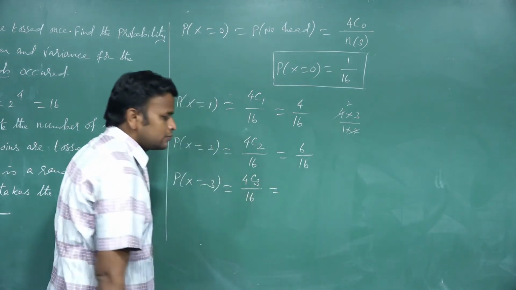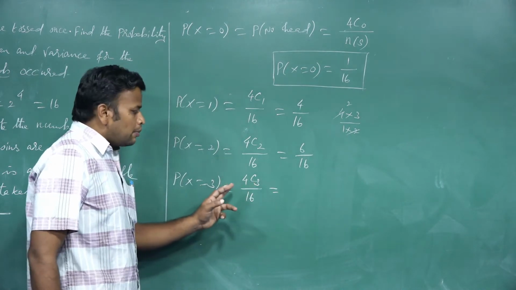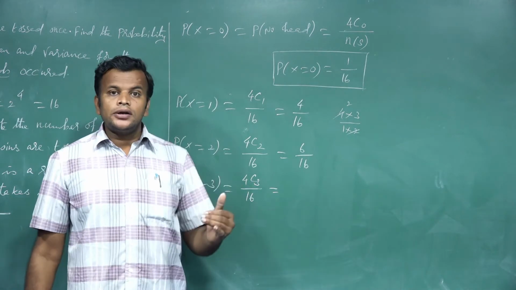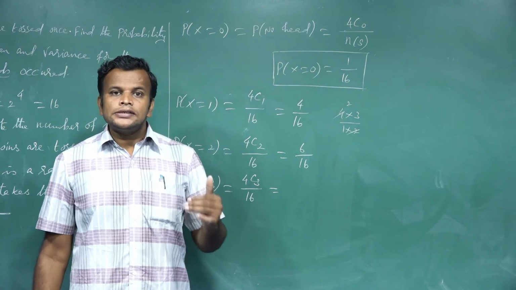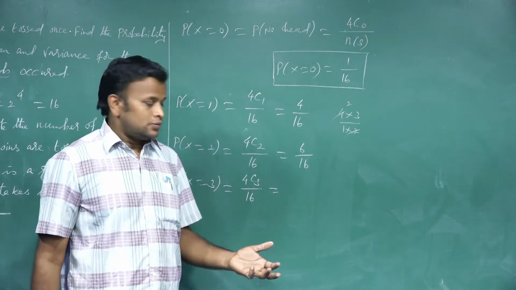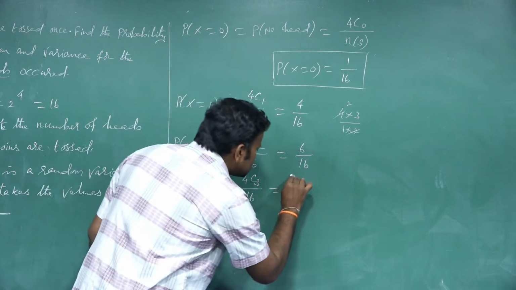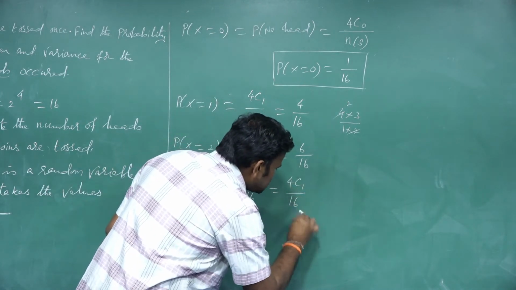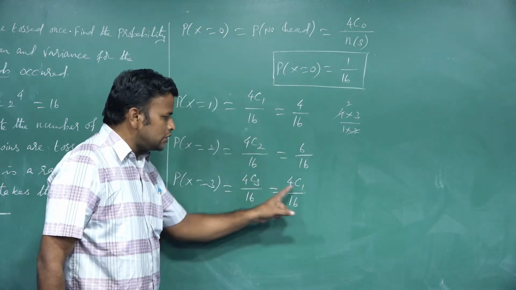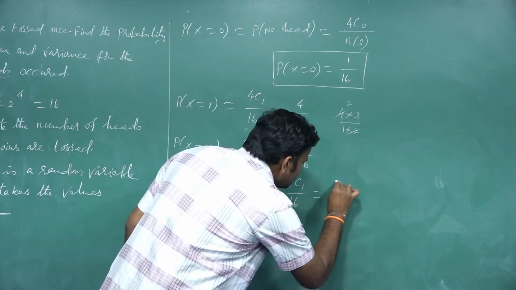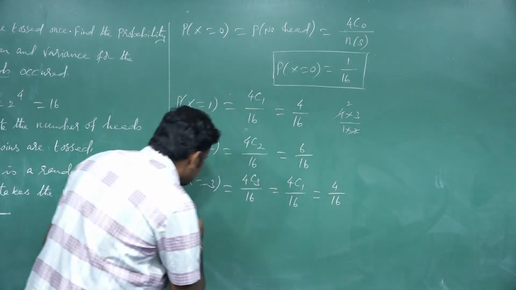4C3 by 16. But you know the formula of nCr is equal to nC(n minus r). So 4C3 is equal to 4C1 by 16. How do we write 1 here? 4 minus 3 is 1. Again, the value of 4C1 is 4 by 16.